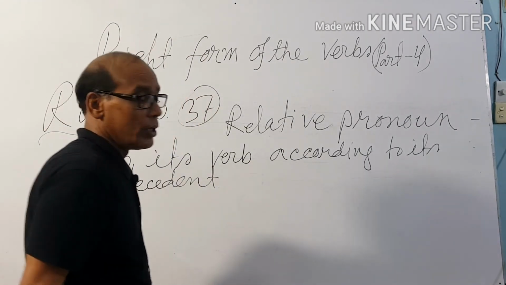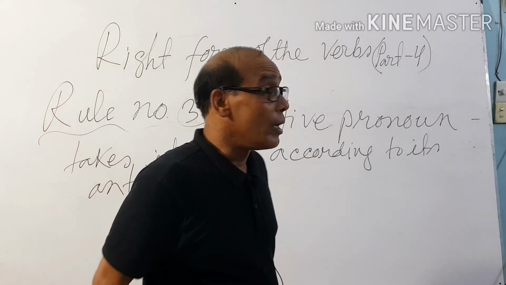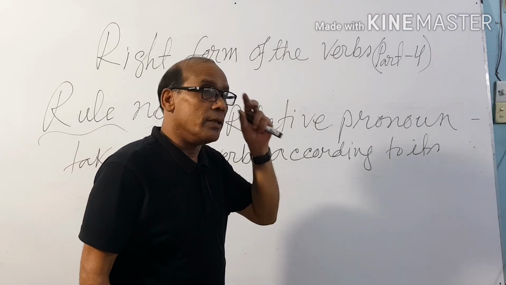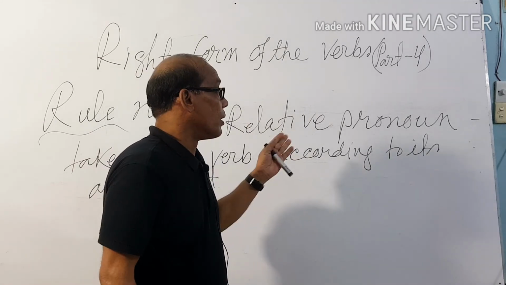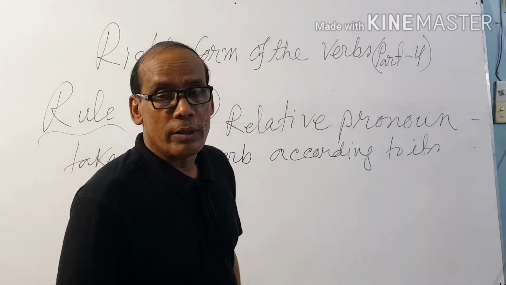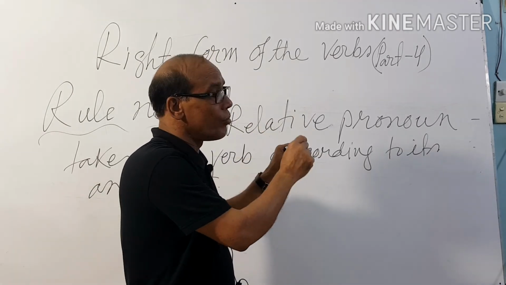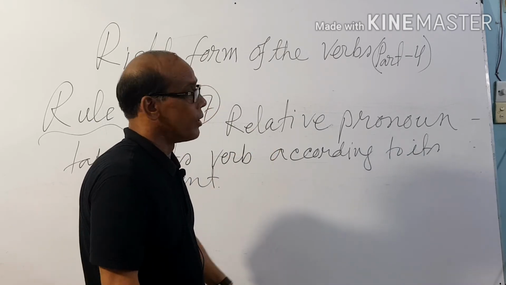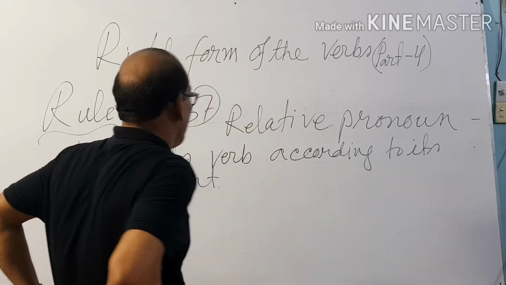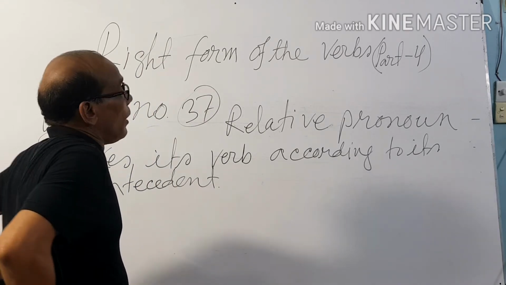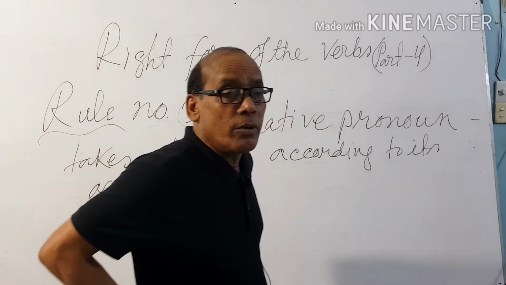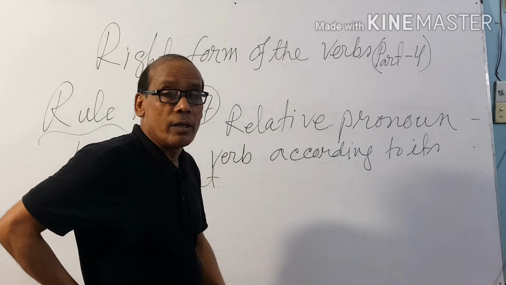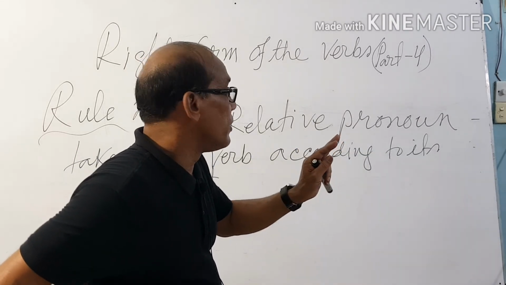Antecedent, you will have to know what. We have already learned that a relative pronoun is a double part of speech. It is a pronoun, and also it is a conjunction. That means it acts as a pronoun, at the same time it acts as a conjunction. And when it is the subject, of course it will take a verb. But what type of verb will it take? It will take the verb according to its antecedent.